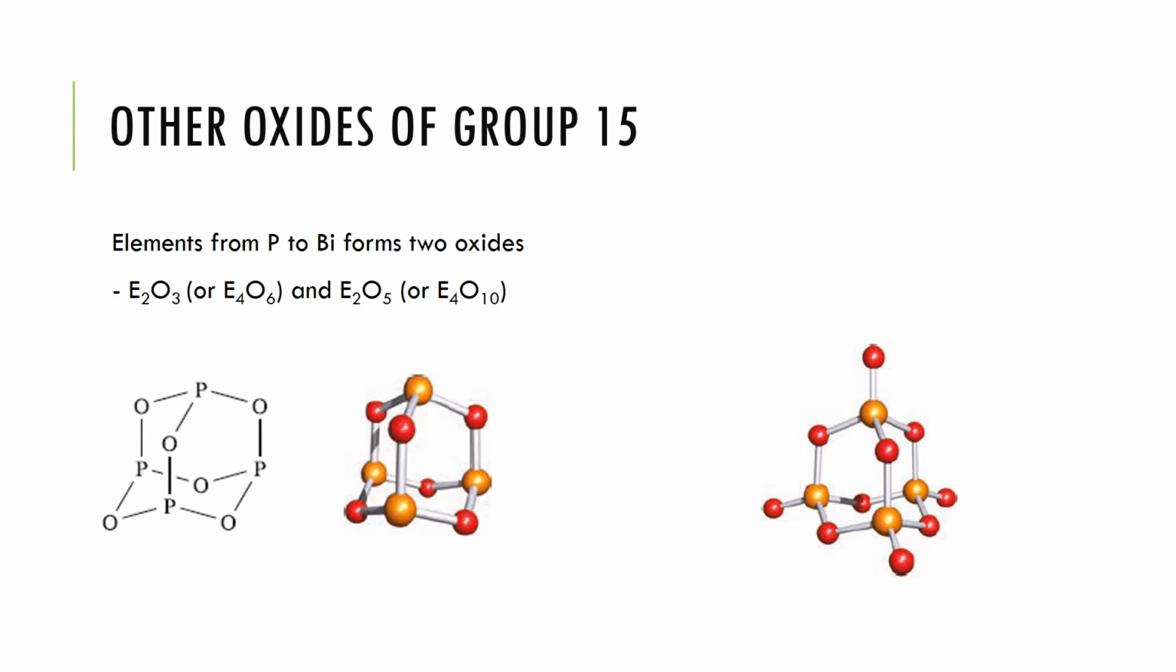Now you can see that nitrogen forms quite an extensive range of oxides. For the rest of the group, you only get two oxides. So you only get E2O3 and E2O5, where E is the element, phosphorus down to bismuth. And they can also dimerize, so you can also get E4O6 and E4O10, but the core structures of the rest of group 15 will only form two oxides, unlike nitrogen. So nitrogen's the odd one out, really.